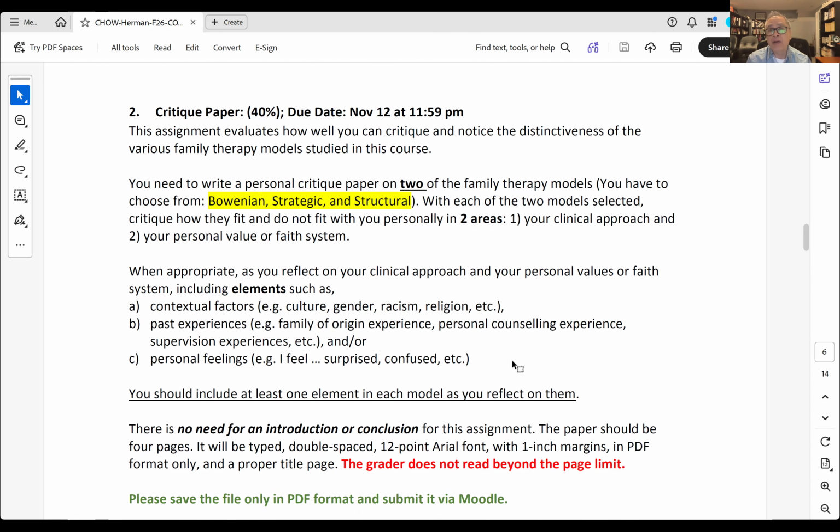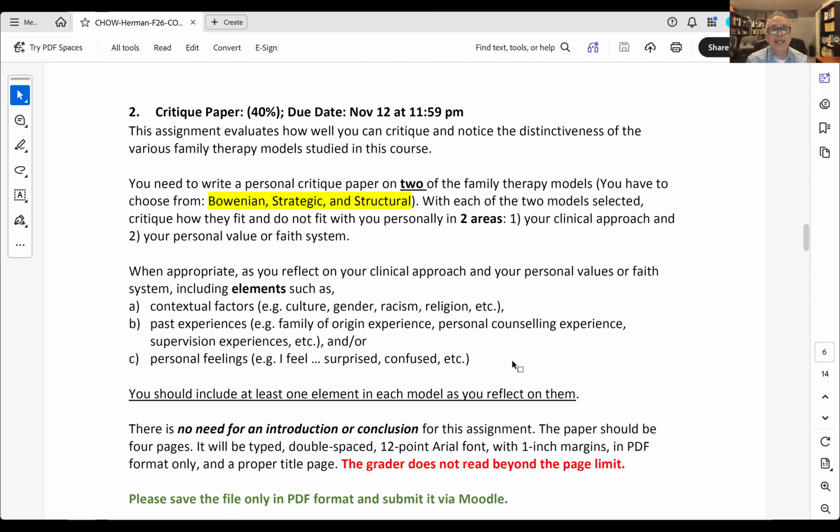The second category, I want you to comment on how the model fits and does not fit you in terms of your personal values or faith system. Now, coming from a Tyndale background, I suspect most of you would talk about your own faith system. As a Christian, how does the model fit you and not fit you? Again, your answers should be different from person to person. I really shouldn't be hearing the thoughts of other people other than your own. So I'd like you to critique that.